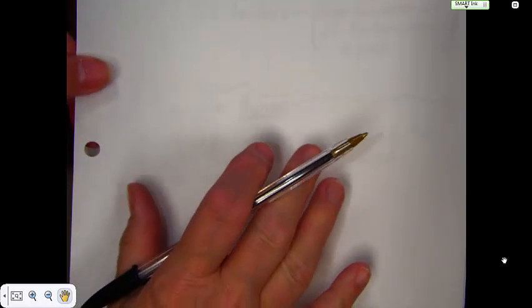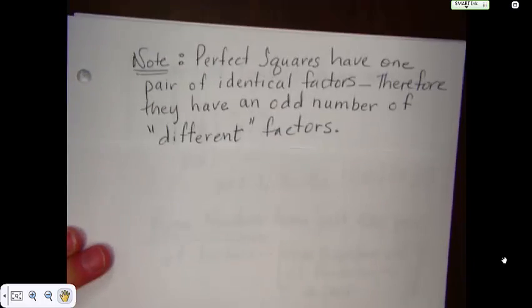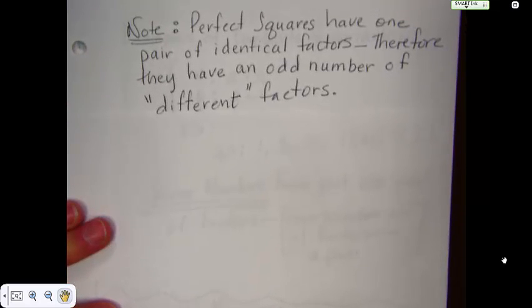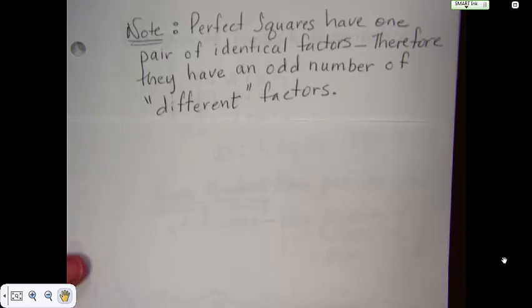Now the next thing I want to talk about is perfect squares. Perfect squares have one set of identical factors. We already ran across that a little bit when we were talking about 4. 2 times 2 was 4. 3 times 3 was 9. And when I listed those, you'll notice that I did not list them twice. I only listed them once because I knew we were coming to this part of the discussion.